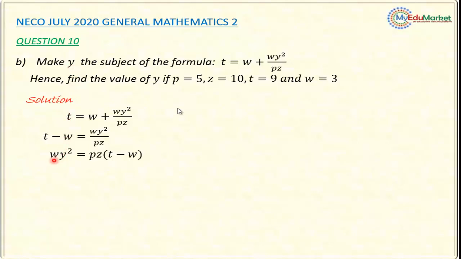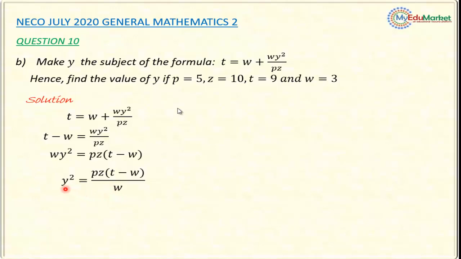Remember, we are interested in making y subject, and this is y. So it is w multiplied by y square. Let me cancel this multiplication by w. To do that, I will divide both sides by w. That gives me y square on the left hand side, and the right hand side will now be equal to pz into t minus w all over w.